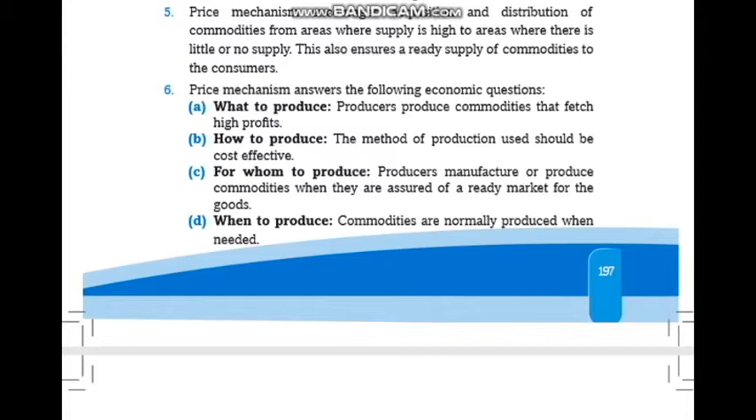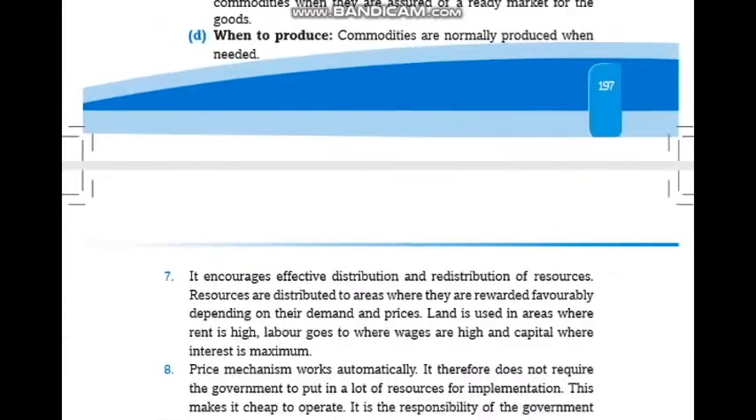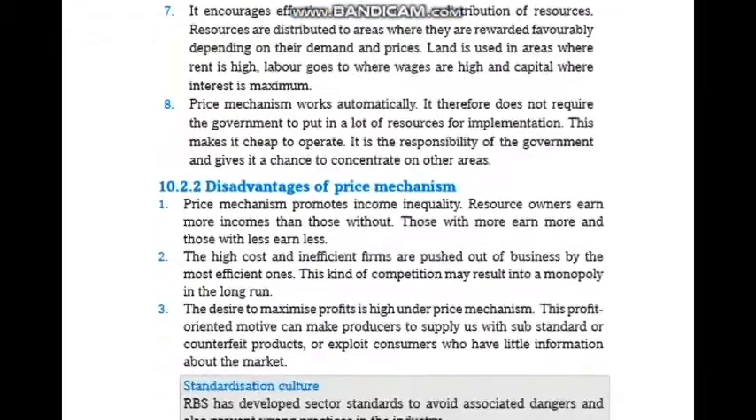Price mechanism encourages acquisitions and distribution of commodities from areas where supply is high to areas where there is little or no supply. So price mechanism answers the following economic questions: what to produce, how to produce, for whom to produce, and when to produce. Thank you very much. Now, so this is how the advantages of price mechanism operate.